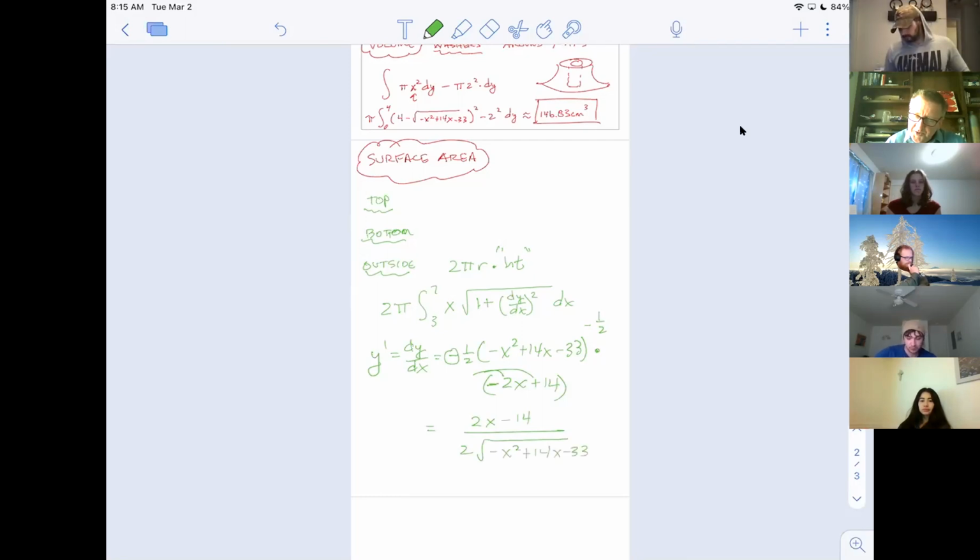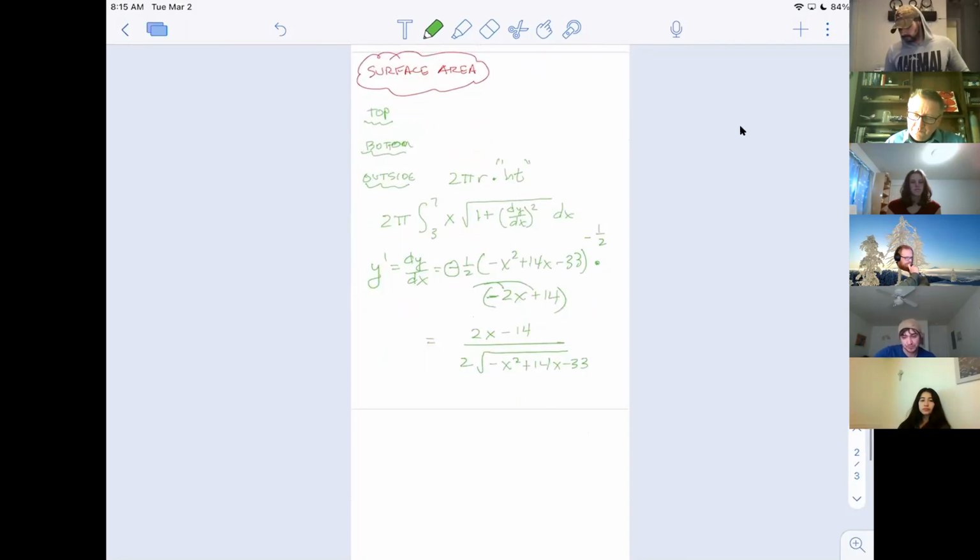So there's also some algebra here. And so I see I can cancel a 2 out of everything, and then I have to square everything. So dy/dx squared, if I cancel the 2 out, would be (x minus 7) squared. And then the bottom is really exciting to square, because that means the square root goes away.